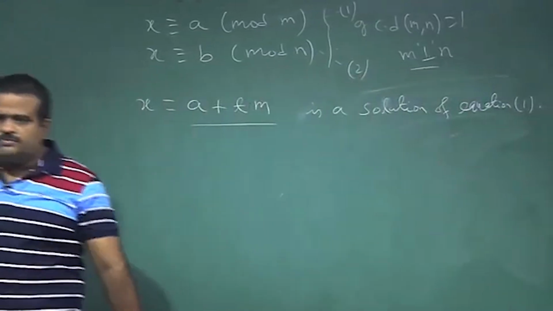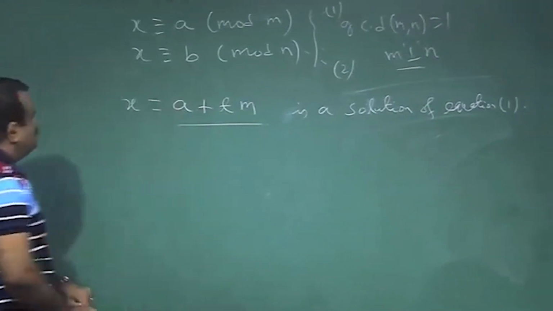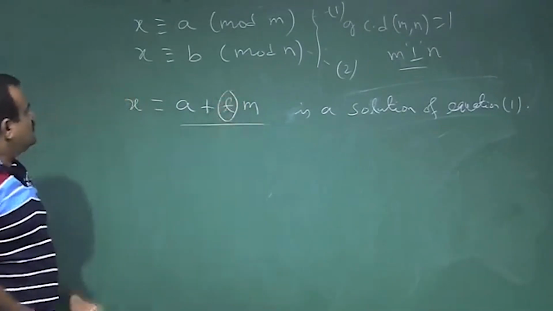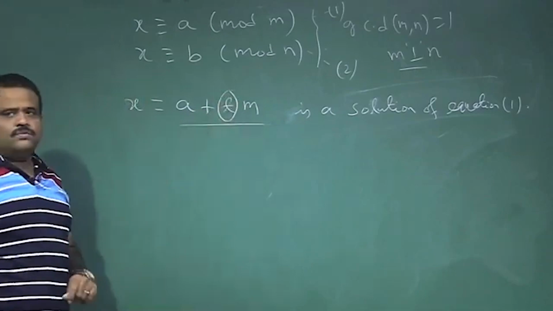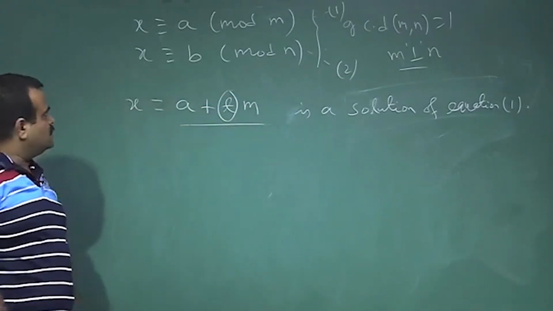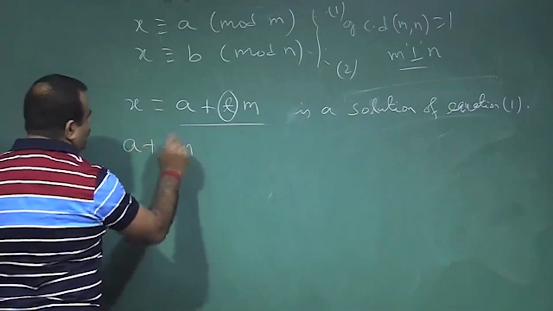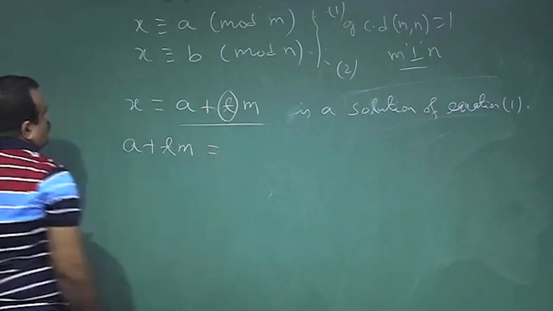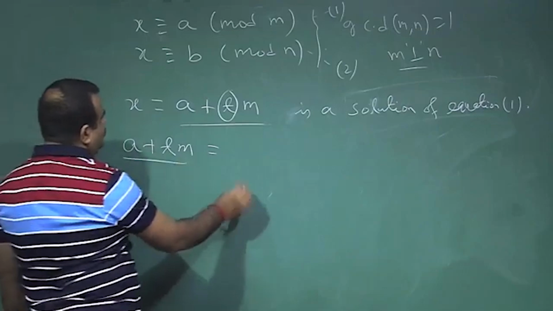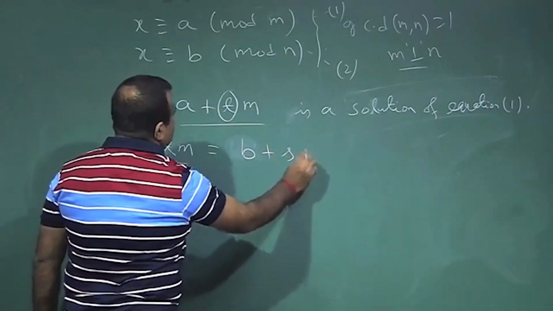Now, we want this to also be a solution for equation 2, then only will that x satisfy both. So, we need to find t such that this a plus tm will satisfy the second equation also. If it is satisfying this equation, then it should be written as b plus some s into n.